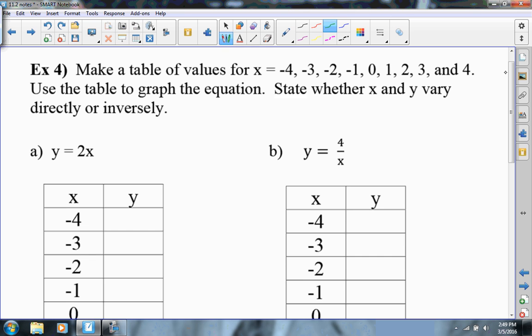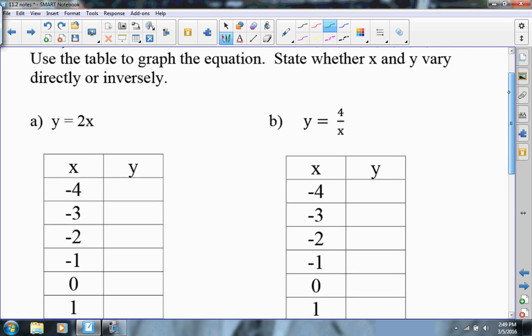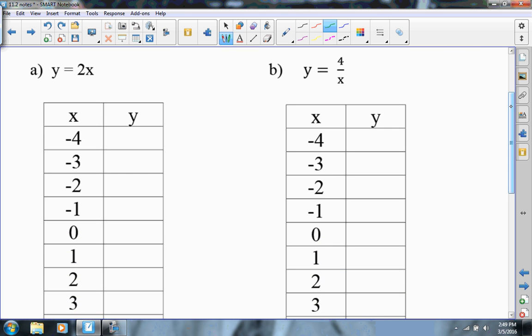And then we're going to say whether or not the equation is direct or inverse. Now we can probably state that just by looking at the equation. For part A here, we have 2 times x, so we're multiplying the constant and the x variable. So this is going to be a direct variation equation. And here for part B, we have y equals 4 divided by x. So since we're dividing by that variable, this is going to be inverse.